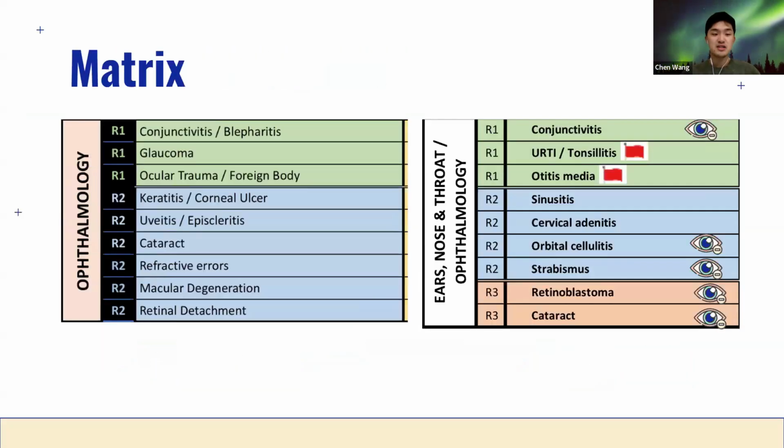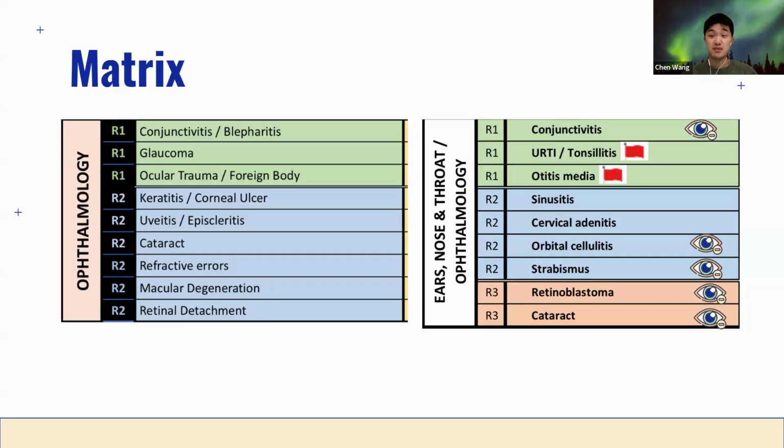So from the matrix, for ophthalmology, there are really only three R1 conditions, and those are conjunctivitis, blepharitis, glaucoma, ocular trauma, and foreign body. Everything else is really R2. But having said that, having done the exam from last year, there are little things that may not be directly featured on the matrix here, but that were talked through in the GP tutes, like those weekly Monday, Wednesday lectures and tutes you have.